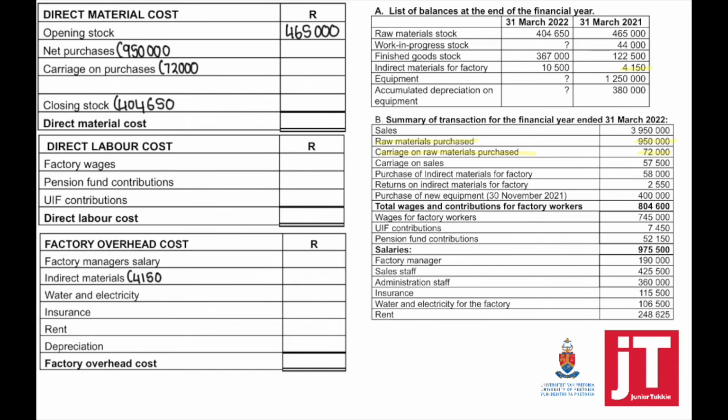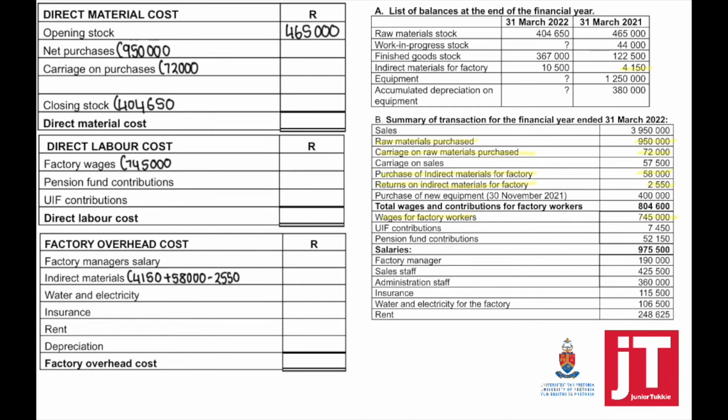Indirect materials: do not forget the opening stock, or that which was left over at the end of last year, must always be added to my expense this year. Purchase of indirect materials for the factory must be added to the indirect materials. Returns on indirect materials for the factory must be subtracted, so we're just going to say minus.